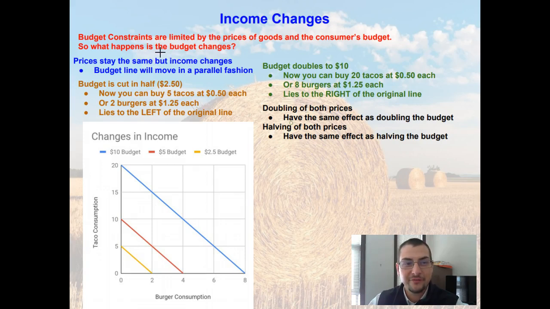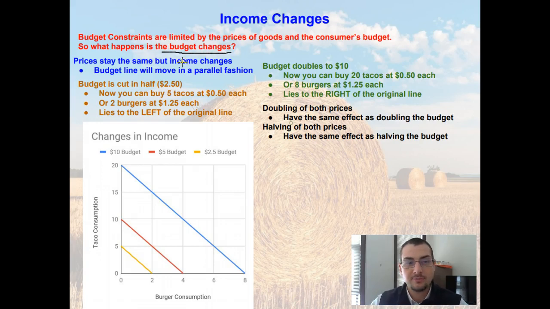So what happens if this budget changes? What happens to that budget line? If you remember, that budget line is just a graphical representation of the budget constraint. It's just showing us along those lines what are all the feasible combinations of goods that we can buy. And here we're going to continue on with our tacos and burgers example. We're only using two different goods.